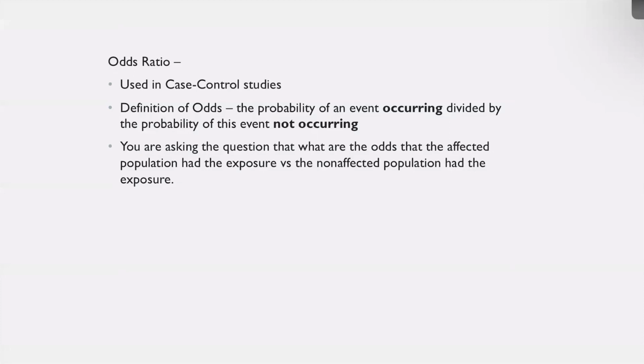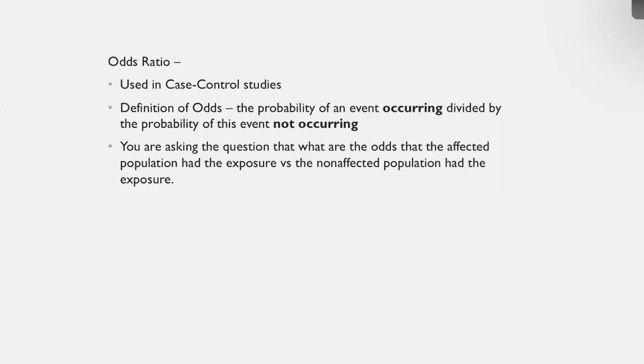But if you talk about cohort studies, then the last letter is R. So that means you have to use relative risk, but more on relative risk later. So what is the definition of odds? It is the probability of an event occurring divided by the probability of this event not occurring.